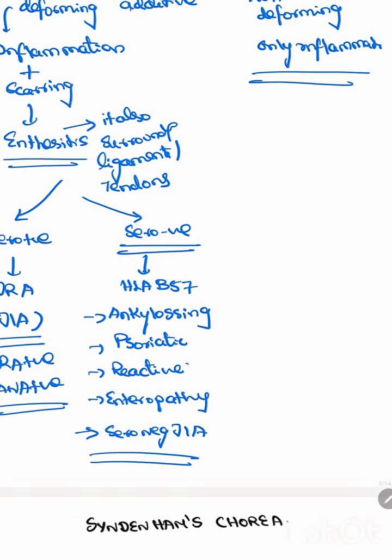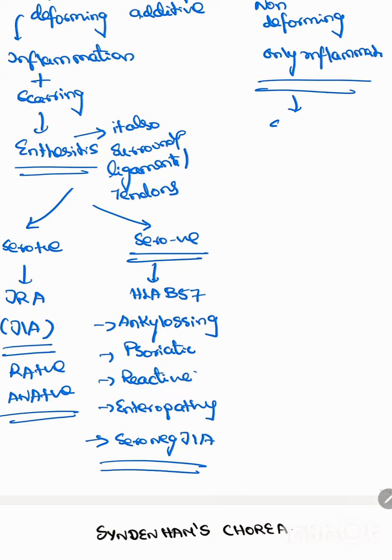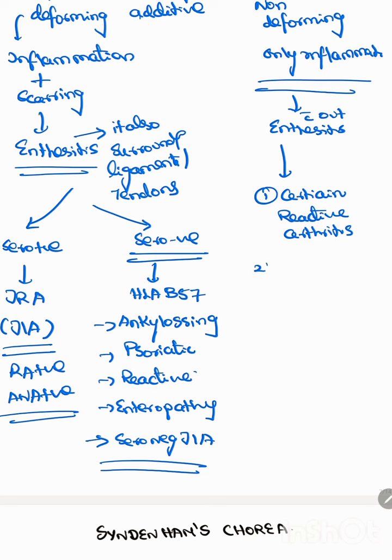Next, coming to the non-deforming and only inflammation, that is without enthesitis. Those without enthesitis are certain reactive arthritis and your systemic lupus erythematosus, MCTD, connective tissue disease spectrum disorders.